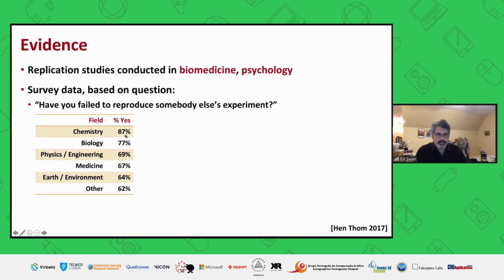But in chemistry, biology, physics and engineering, which would include computer science, I believe, medicine, earth and environmental science, look at these percentages answering yes. So well more than 50% in all these fields failing to reproduce somebody else's experiment.